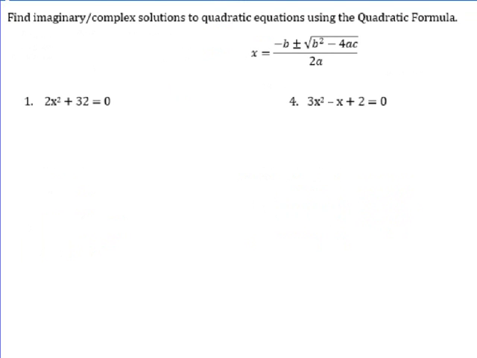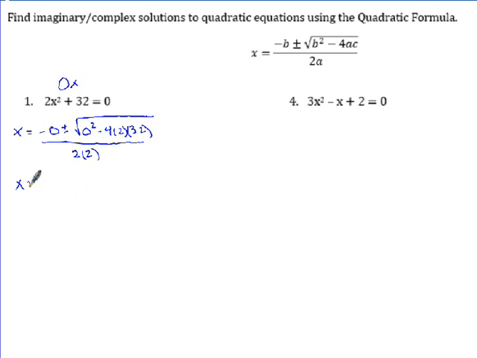Alright, so the last thing is actually finding imaginary solutions. Here we have a quadratic equation, 2x squared plus 32 equals 0, and we're going to plug that into the quadratic formula. There's no x term here, so remember there is 0x, so my b is 0. So now I go x equals negative b, which would be negative 0, plus or minus the square root of 0 squared minus 4 times 2 times 32, and that's all over 2 times a.